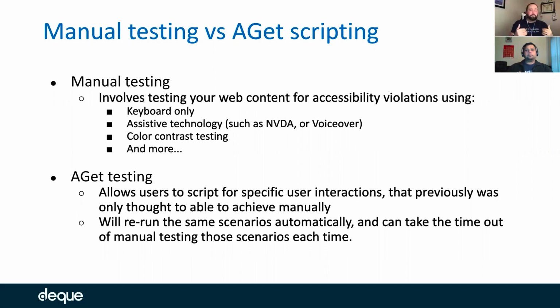And the main driver for manual testing in the past has always been, well, AGet and automation tools like it can only get 50% accessibility violations in critical flow. So it just wouldn't be worth it, right, to do an automated scan to get those benchmarks for me or monitor my site, my critical flows for accessibility issues, right? Yes, it's true. 50% of violations is true.